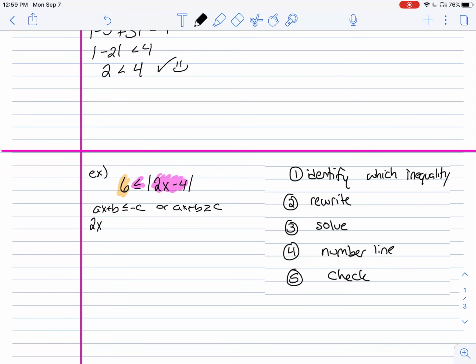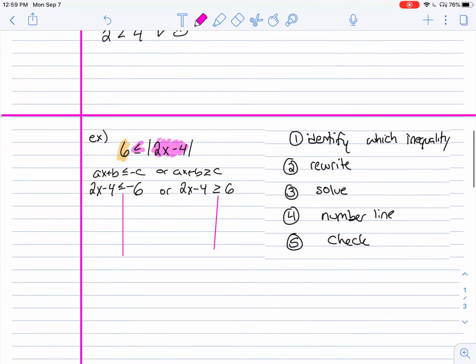So we have 2x minus 4 is less than or equal to negative c, so negative 6, or 2x minus 4 is greater than or equal to positive c. And then from here, we just solve both equations. So I'm going to draw my line down, separating each side.